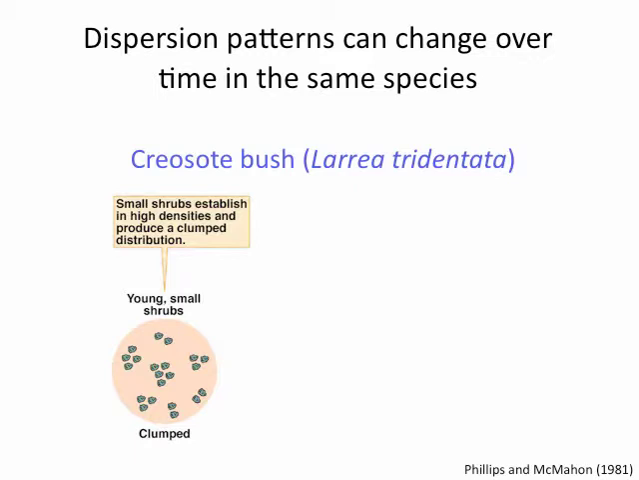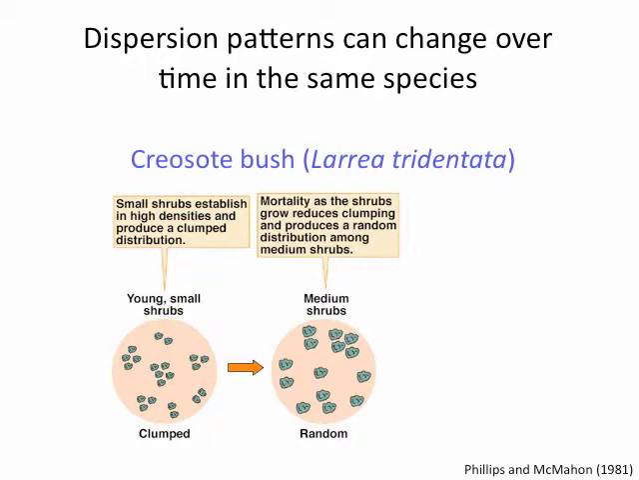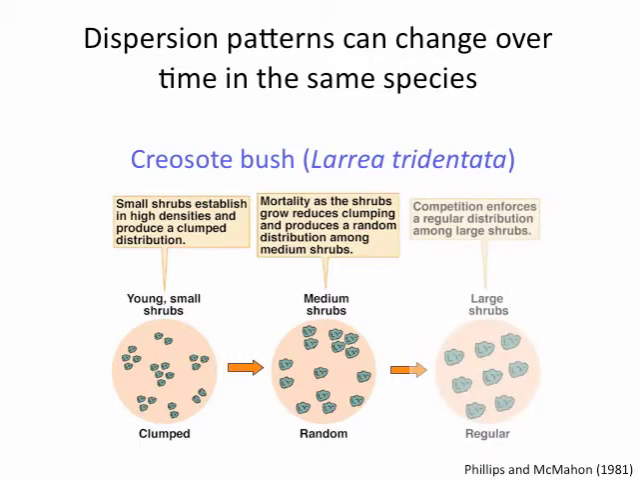However, over time, because of intense competition for water, what we see is that as the plants grow, there's mortality of some shrubs and not others. So some survive and others don't. As the shrubs grow, the clustering becomes less, and so the dispersion pattern shifts from a clumped dispersion pattern to a more random dispersion pattern. Later on, as the shrubs grow and competition intensifies, as they get larger, of course, they need more water, and their root systems extend further to get that water. And so competition begins to play out between individuals of the species, and so competition really drives a shift towards a more regular dispersion pattern.